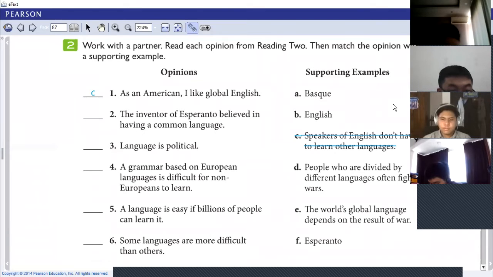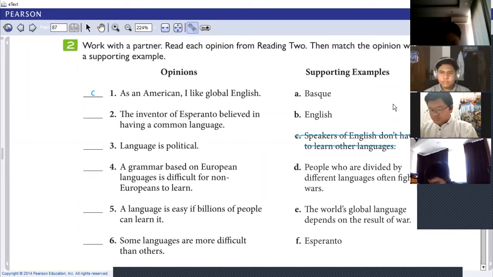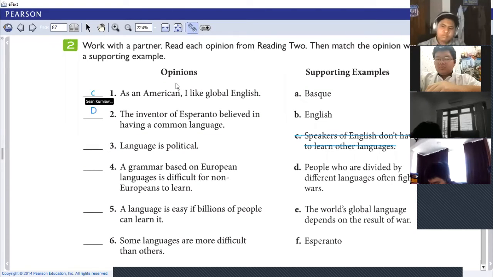Wait, miss, wait. Is it F, miss? Not F though. So you have to come up with an example. So the inventor of Esperanto believed in having a common language. So he believed in a common language. The one that goes with it is D. People who are divided by different languages often fight wars. So this one says something about a common language, as in how it brings people together.